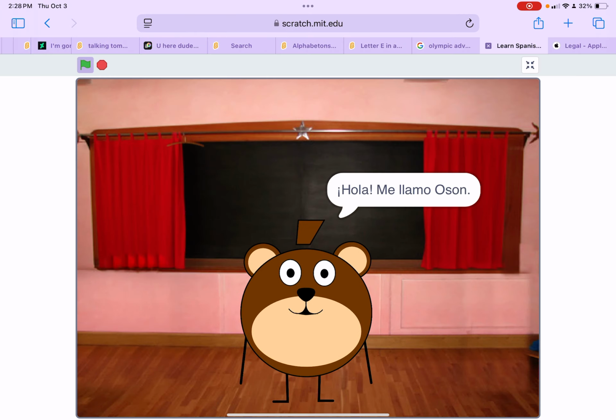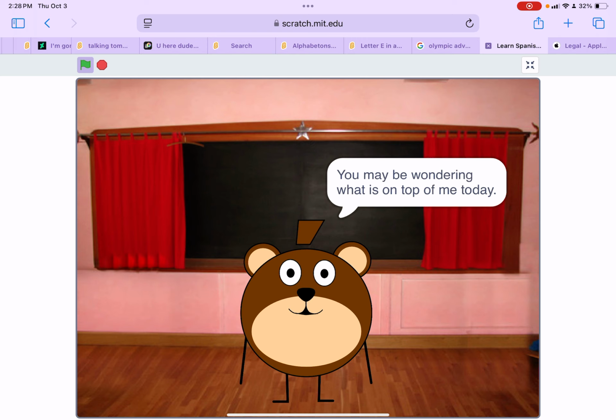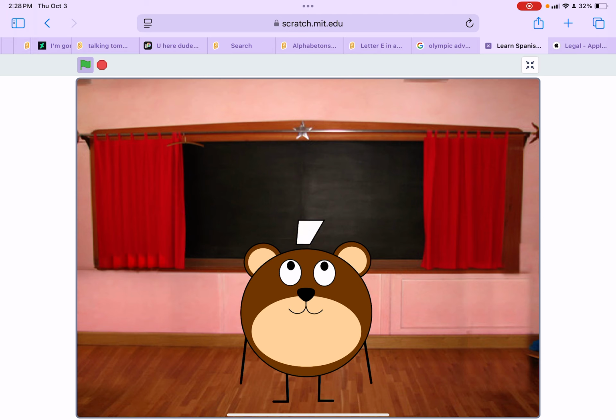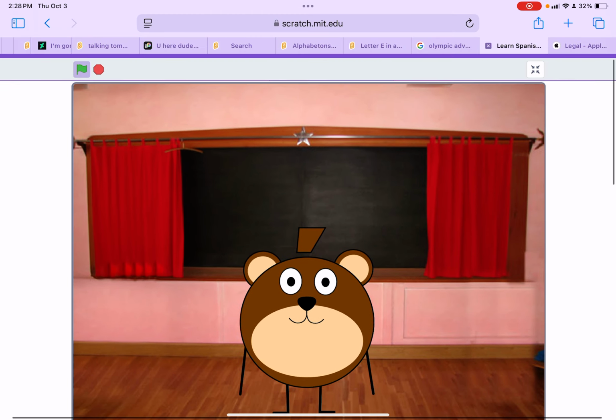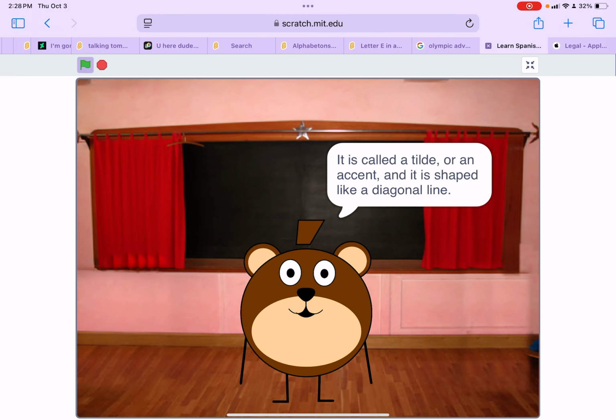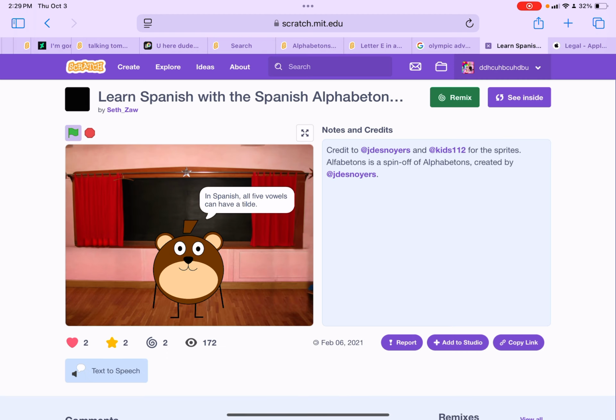Osun again. Hola, me llamo Osun. You may be wondering what is on top of me today. Can you guess what it is? Ding! Are you staring right at my soul? It is called a tilde, or an accent, and it is shaped like a diagonal line. In Spanish, all five vowels can have a tilde. Even I, Osun, am a vowel, so that means I can have a tilde.